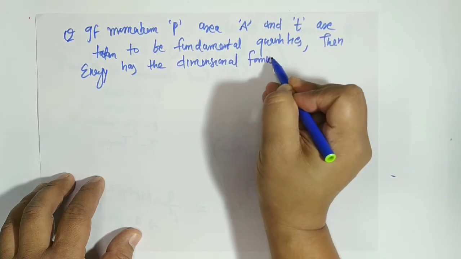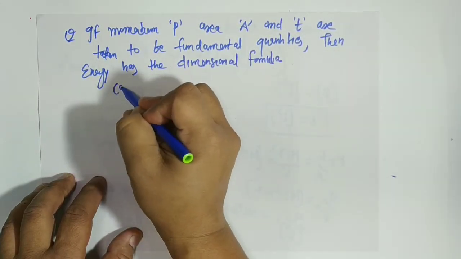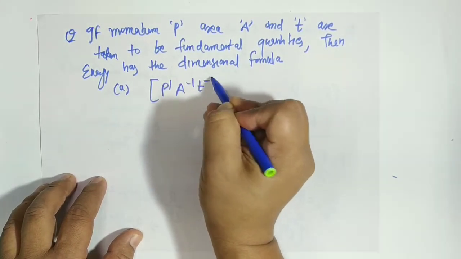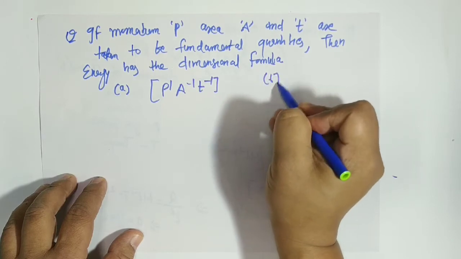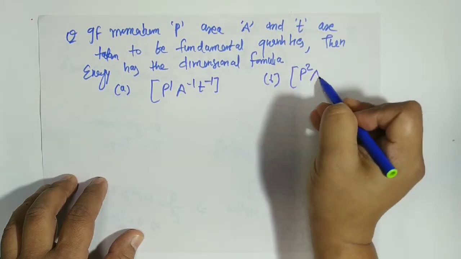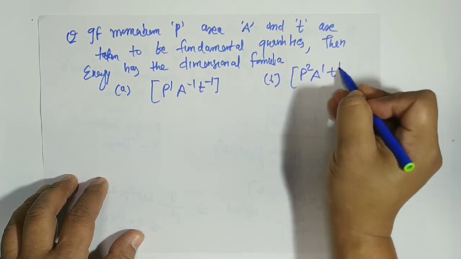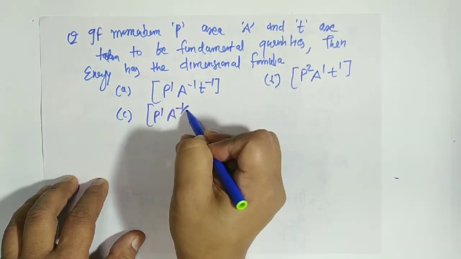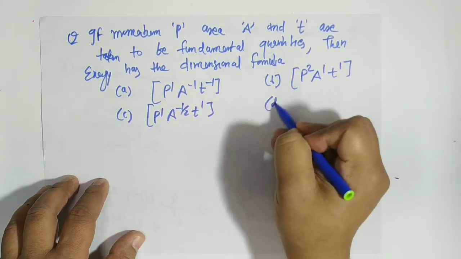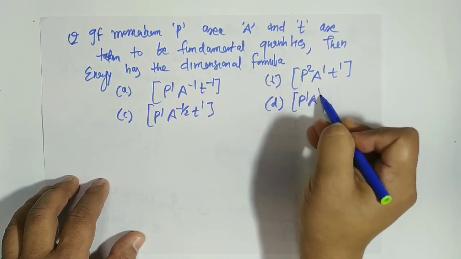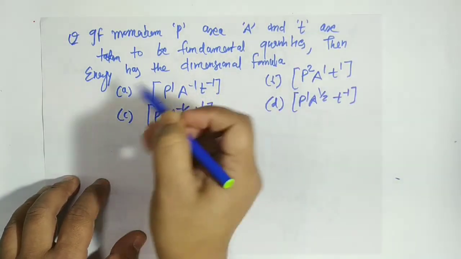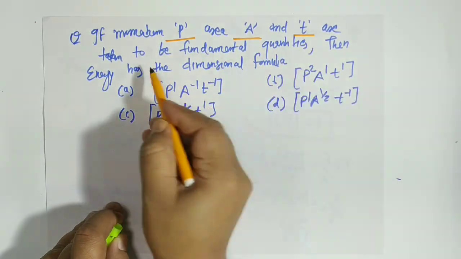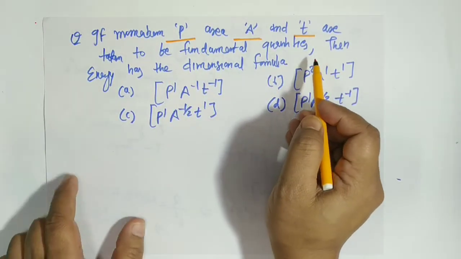This is a question from the NCERT exemplar, and the options are given. Option A is P^1 A^-1 T^-1. Option B is P^2 A^1 T^1. Option C is P^1 A^-1/2 T^1, and option D is P^1 A^1/2 T^-1. We have been given momentum P, area A, and time T, and they are taken as fundamental. You have to find out the energy.